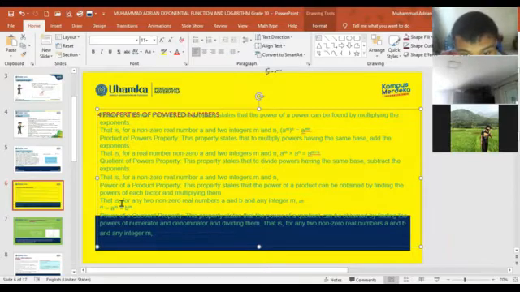This property states that the power of a quotient can be obtained by finding the powers of the numerator and denominator and dividing them. That is, for any two non-zero real numbers a and b and any integer m.